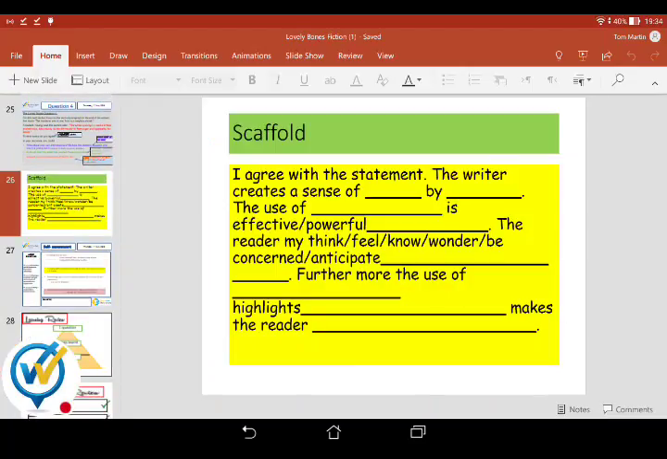Another good one of being able to just start off your answers. Don't be frightened of, as you can see there, "I agree with the statement." The writer creates a sense of. So for me, creates that sense of tension and fear by what. Okay, so you can look at those.